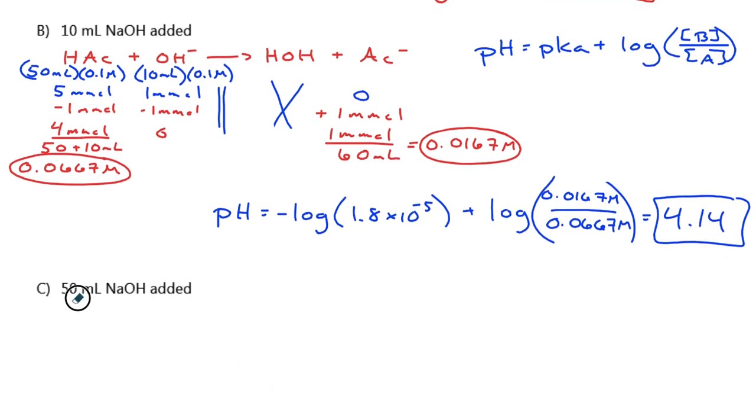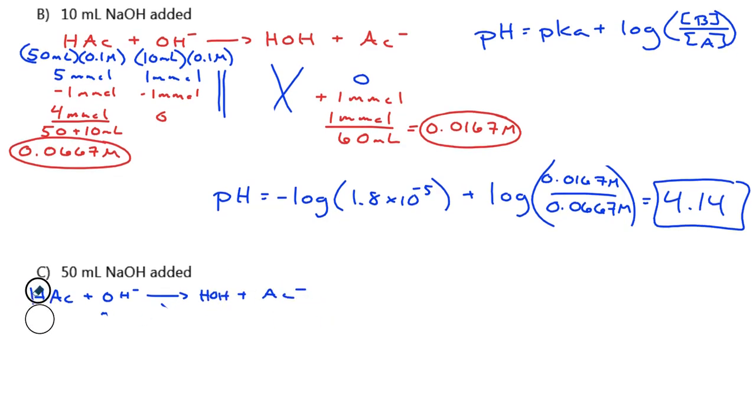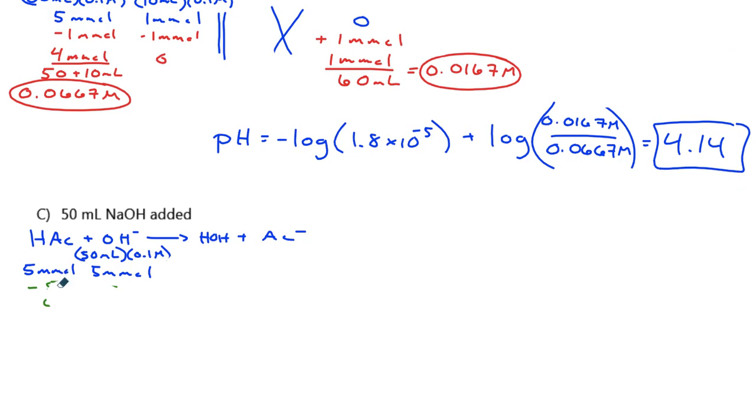Okay, so what happens at 50 mils? So here we go again. I have my equation. Right? So I already knew I had 5 millimoles because I had it before. It never changes. Whatever's in the Erlenmeyer is never going to change. Now I have 50 mils of a 0.1. So 50 mils at a 0.1 is 5 millimoles. Uh-oh. Well, 5 millimoles and 5 millimoles are equal.